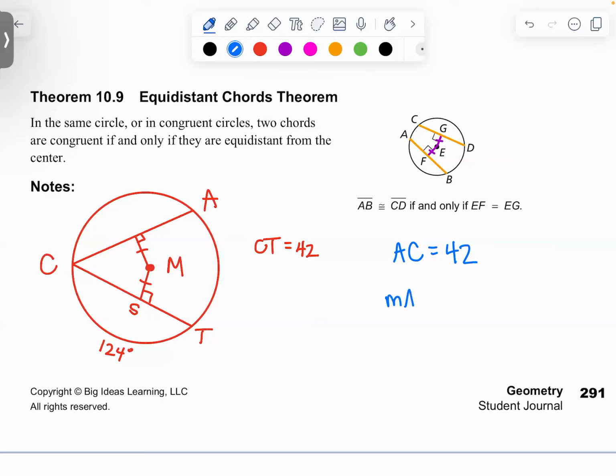What about arc AC? 124. Ooh, on 24, if CA and CT have the same measure, then their arcs are gonna have the same measure. Okay, so let's get Pac-Man's mouth there. What about arc AT? So if this is 124 and this is 124, okay, 112? Okay.